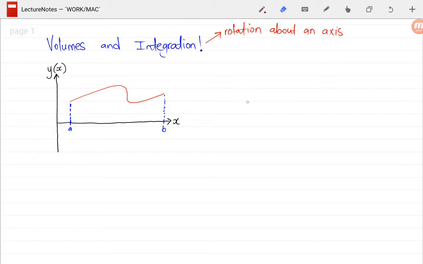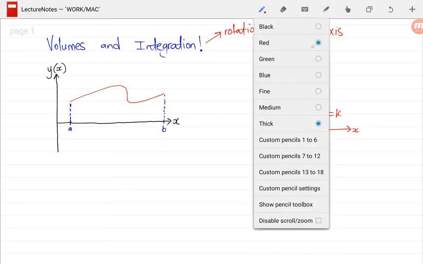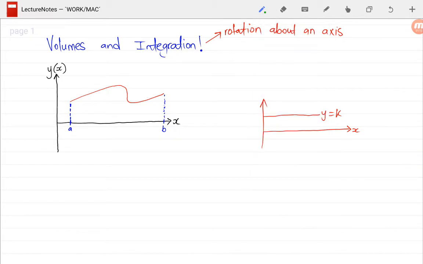So I'm just gonna draw a little function here, and it's gonna be a straight horizontal line. Say y is equal to k, where k is a constant, a positive constant, and this is going to be our x. So if I rotate this y equals k, I'm just going to change the color right now.